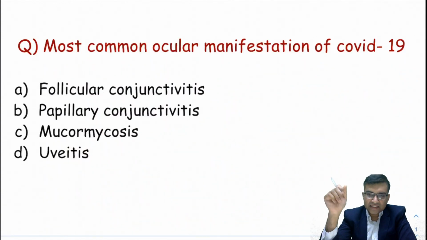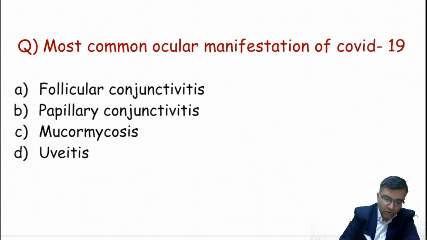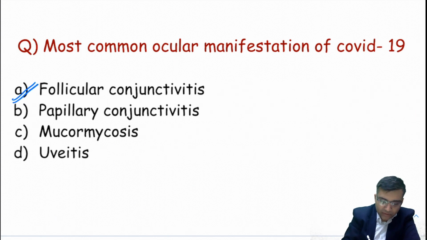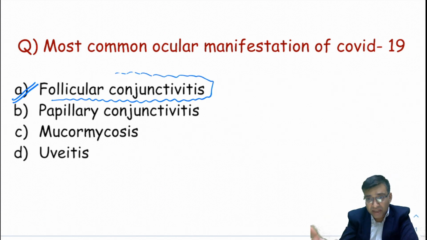So this was a repeat question. The question was the most common ocular manifestation of COVID-19. COVID-19 is the talk of the town, and it is very important that you learn everything about it. As we know, the most common ocular manifestation of COVID-19 is follicular conjunctivitis. Very important to note here is that in any type of viral disease, whether it may be dengue or Zika virus, the most common ocular manifestation is always follicular conjunctivitis.